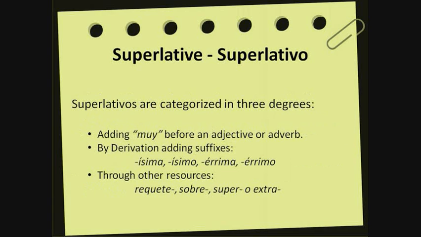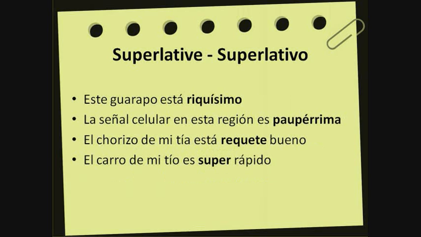In Spanish, superlativos are characterized in 3 degrees: 1 by adding muy, 2 by derivation, and 3 through other resources. Let's see some examples. Este guarapo está riquísimo. La señal celular en esta región es paupérrima. El chorizo de mi tía está requete bueno. El carro de mi tío es súper rápido.